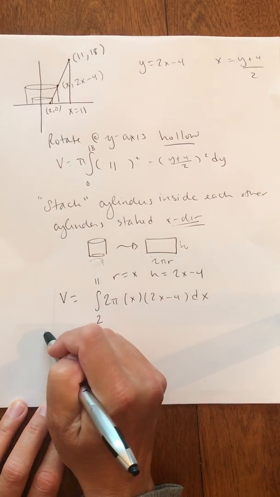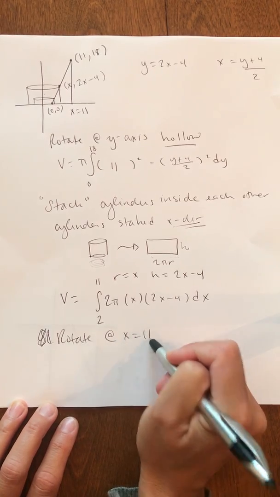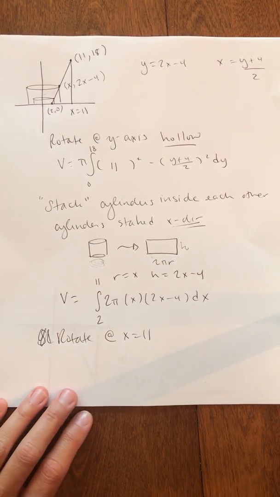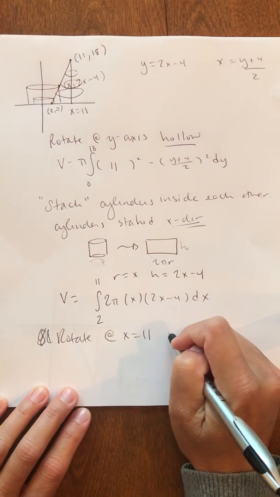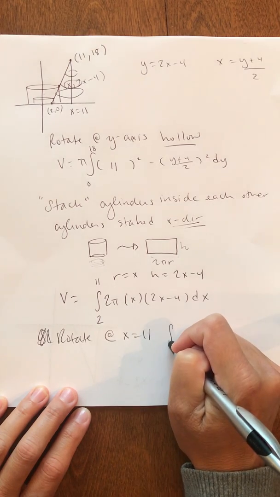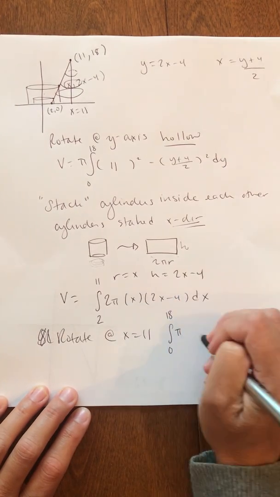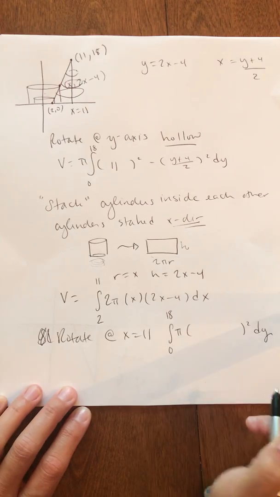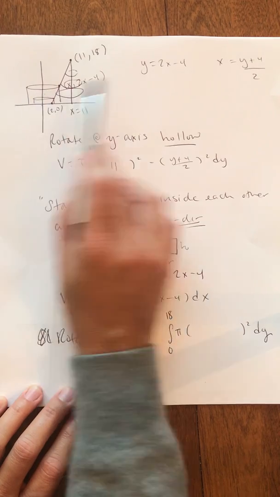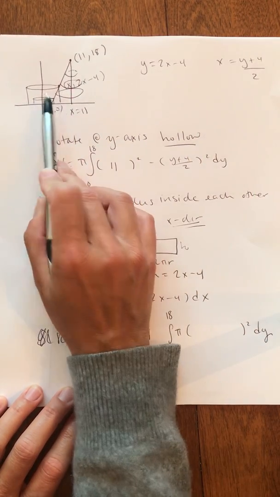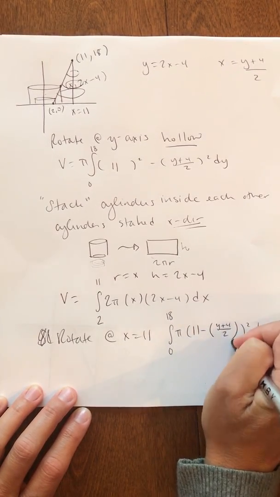So let's do one more. I want to rotate around x equals 11. This is pretty easy to do. It's going to go this way, and it's going to be solid. So my rings would be the integral, again stacking them in the y direction, from 0 to 18 of pi r squared in the y direction. Now, because I'm rotating around x equals 11, my radius is not (y plus 4) over 2, it's 11 minus (y plus 4) over 2.